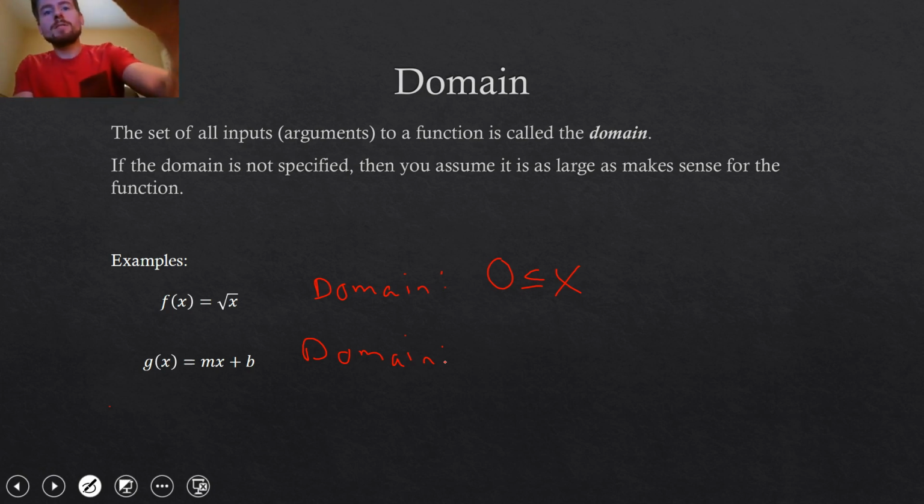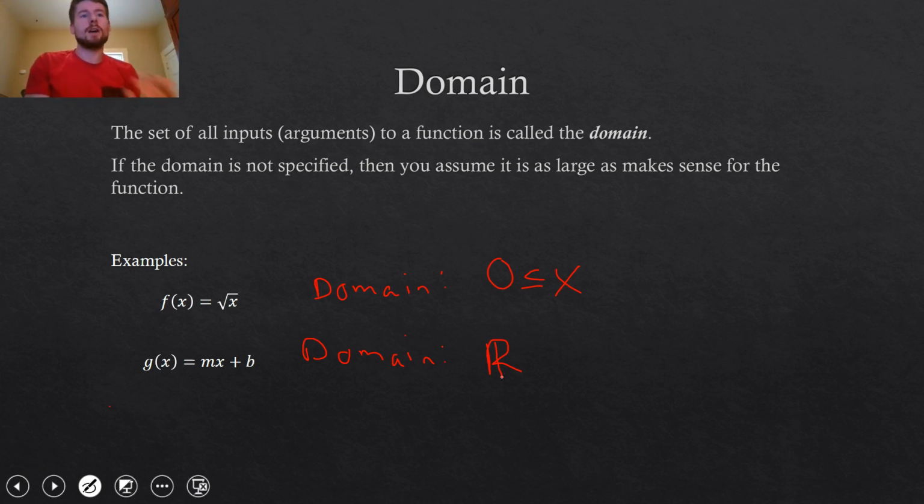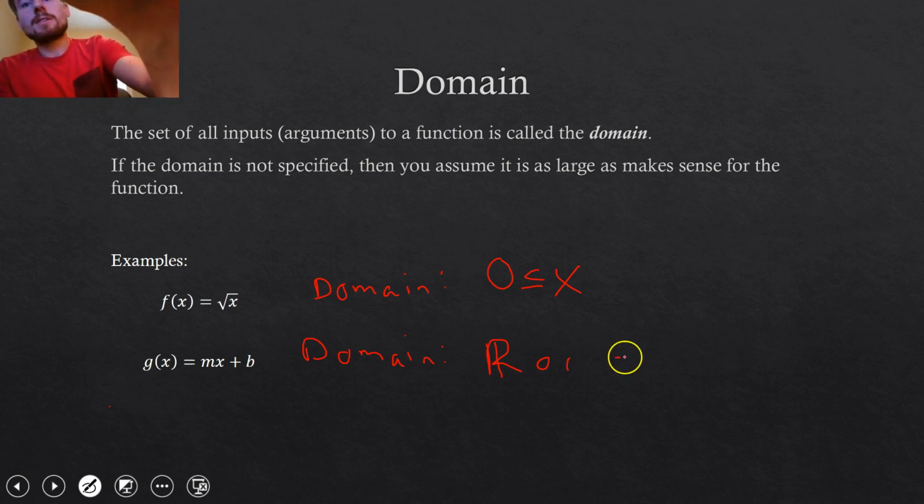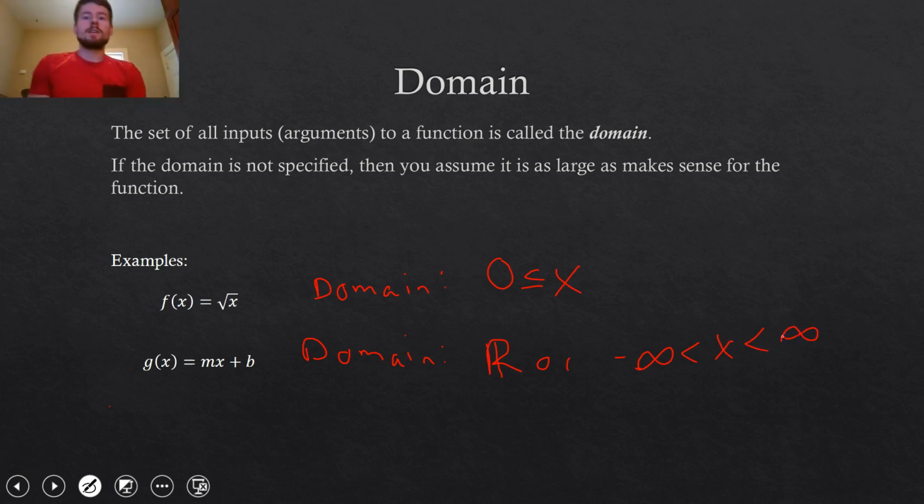So our domain is all real numbers, and we can use the R with a second line in it to describe all real numbers. Another way to talk about this is you could say negative infinity less than x less than infinity. Those are equivalent ways to describe the domain.